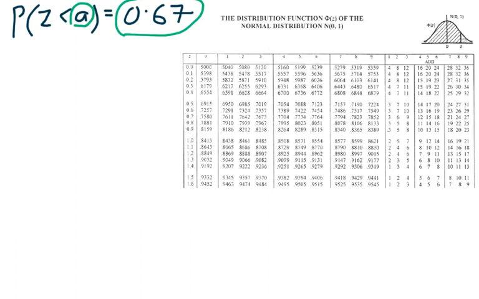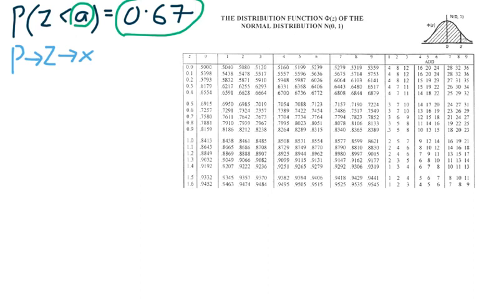The backward method means we know the probability value given to us, so from the probability we want to find the z value. From the probability 0.67 given to us, we want to know what the a value is. Again, 0.67 is the probability value, so in the standardized normal table, we need to refer to the inside of the table.